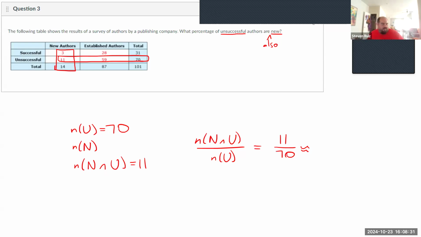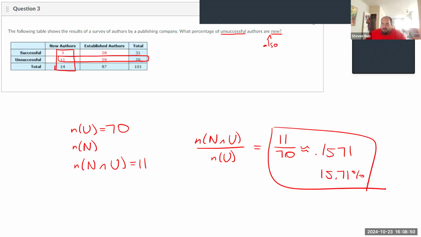I just wrote 11 over 70. So I think the choices were actually written down as decimals. I'm not sure if they were decimals or percentages. So it's either 15 or 0.1571 or 15.71%. Really, all 3 of these are perfectly acceptable. I just can't remember what the multiple choices looked like.